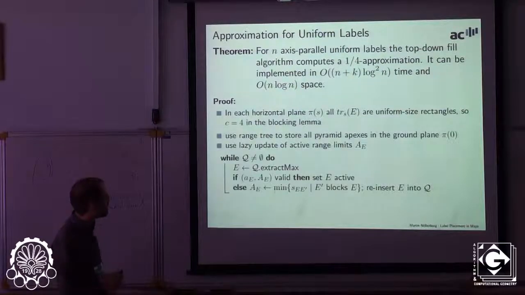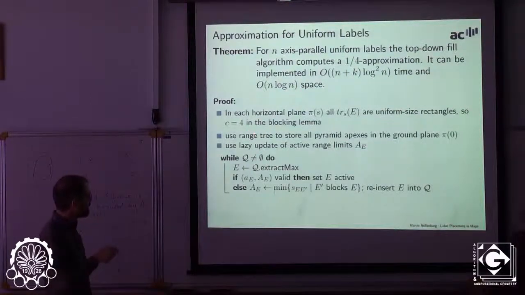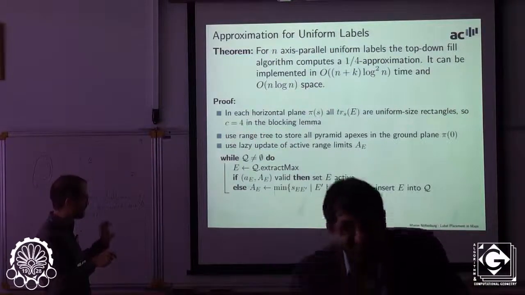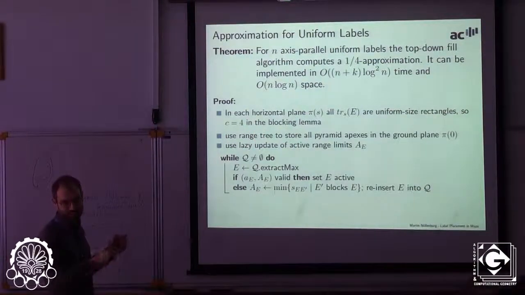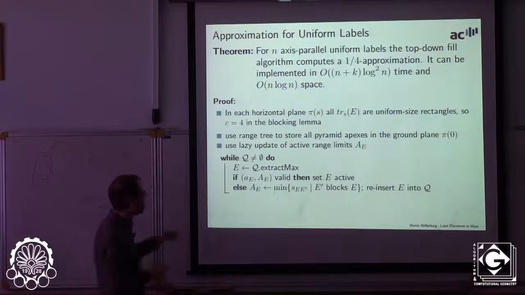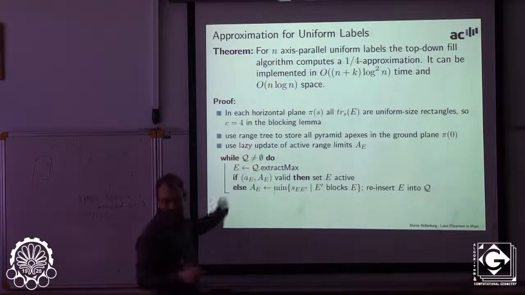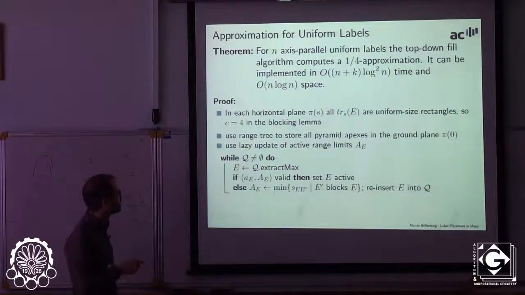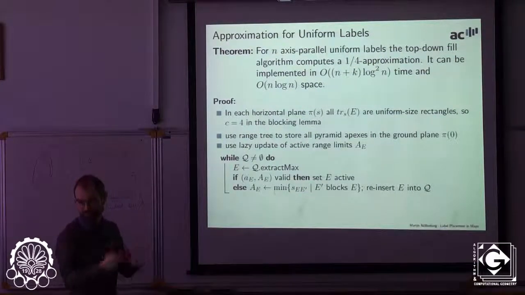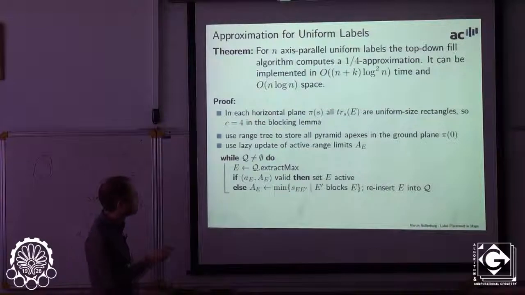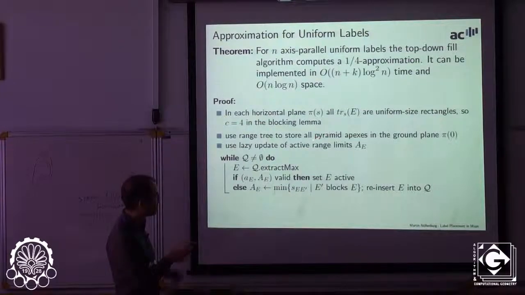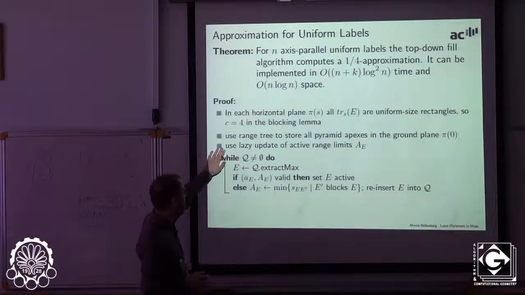And now how to compute this faster is by using a lazy update strategy for the conflicts. So we use a range tree. I guess you all know range trees very well from the computational geometry courses. These store points, and we can query for the points contained in some rectangles. And what we store here is the tips of all the pyramids in the ground plane pi0. Okay? And then the lazy update works as follows.